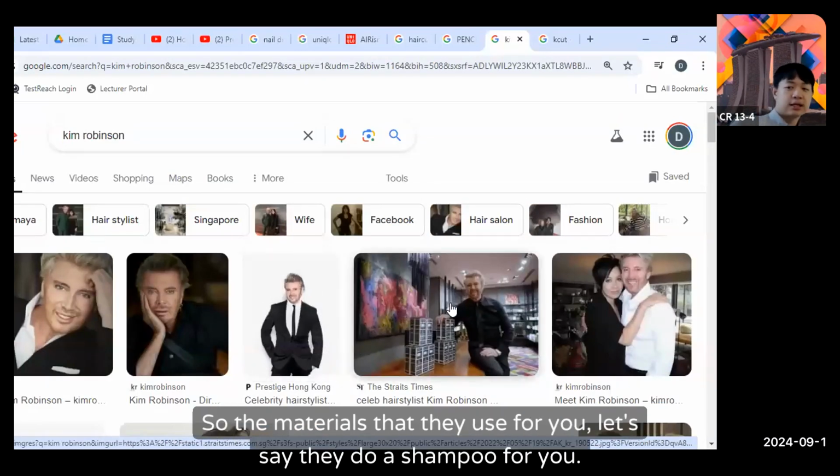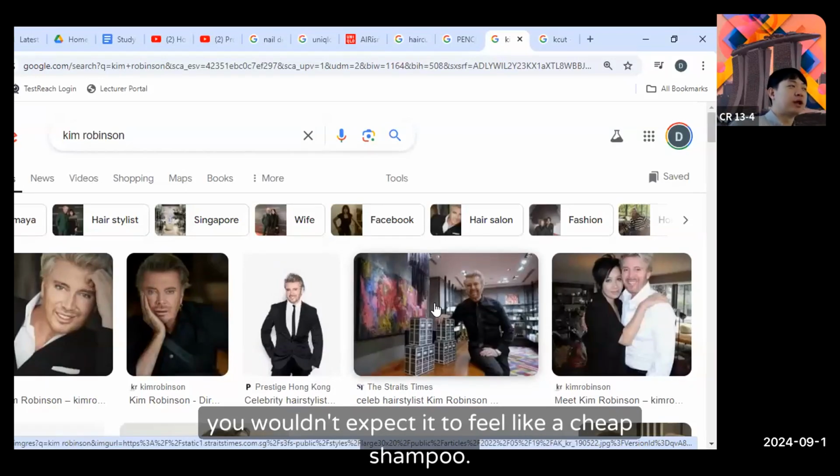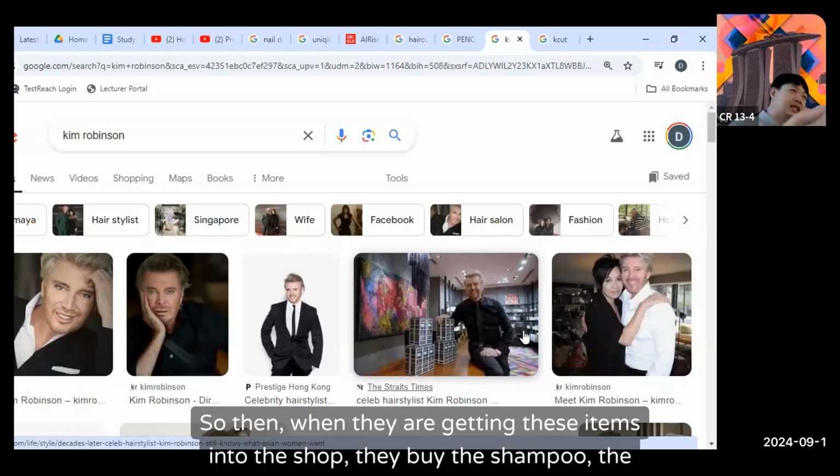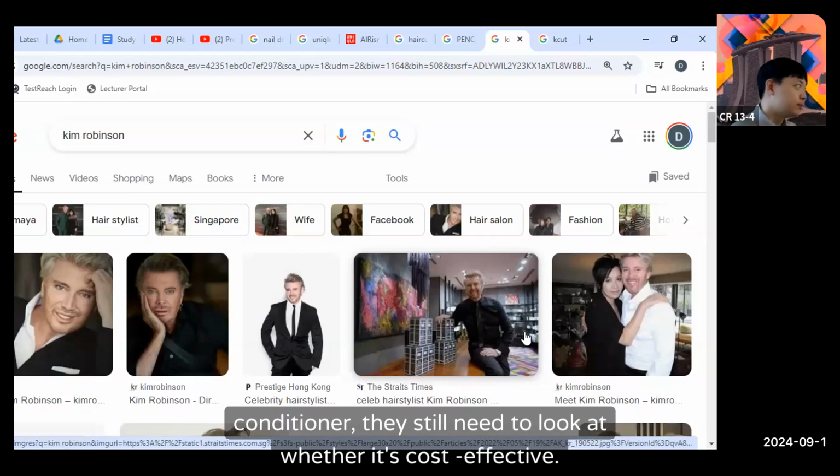So the materials that they use for you, right? Let's say they do the shampoo for you. You wouldn't expect it to feel like a cheap shampoo, right? It should probably be organic. It shouldn't hurt your hair, your head, whatever. So then when they're getting these items into the shop, they buy the shampoo, the conditioner, they still need to look at whether it's cost effective.